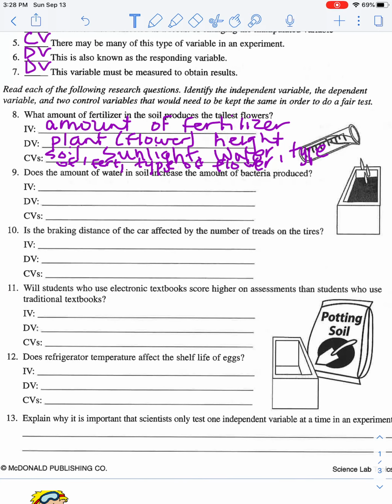Okay, so does the amount of water in the soil increase the amount of bacteria produced? So the one thing I'm purposely changing here is going to be the amount of water. And what I'm going to be measuring is going to be the amount of bacteria.